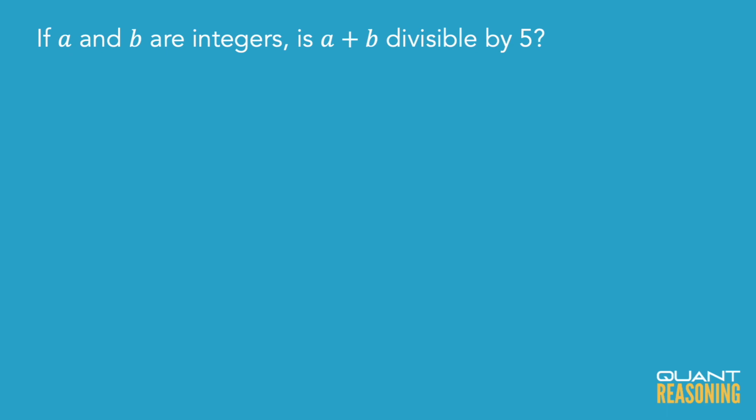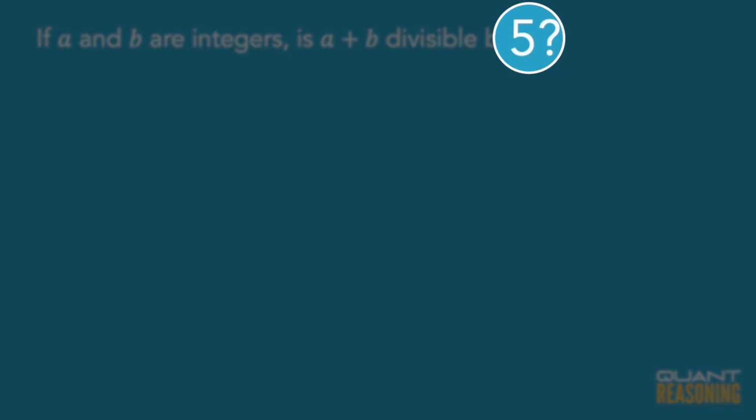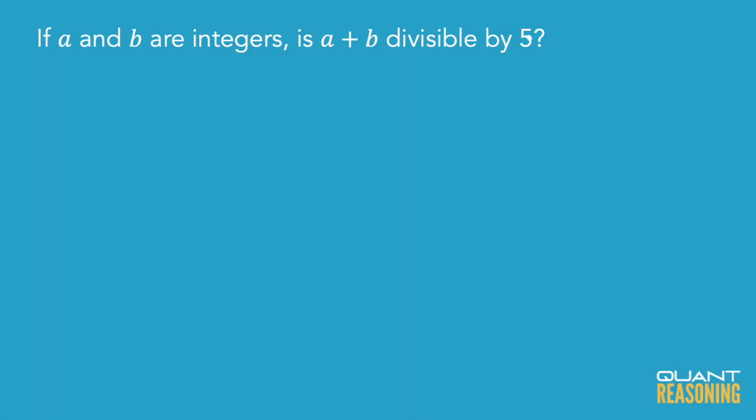This question is in the world of divisibility by 2. It's just odds and evens. The GMAT could have made this question harder by making it about a world of divisibility by a larger number. For example, 5. So if the question was, is the sum a plus b divisible by 5? And statement 2 told us a minus b is divisible by 5.